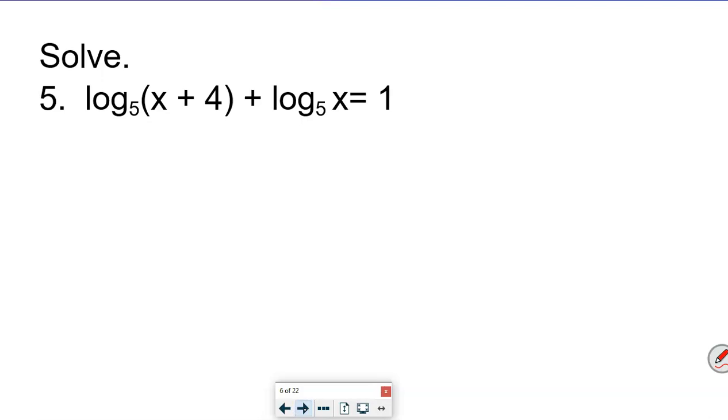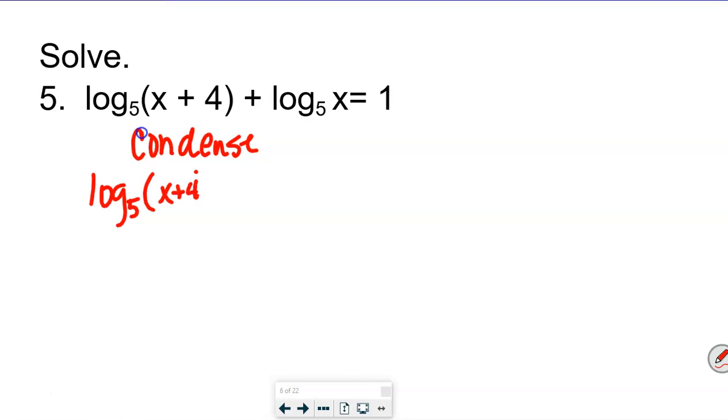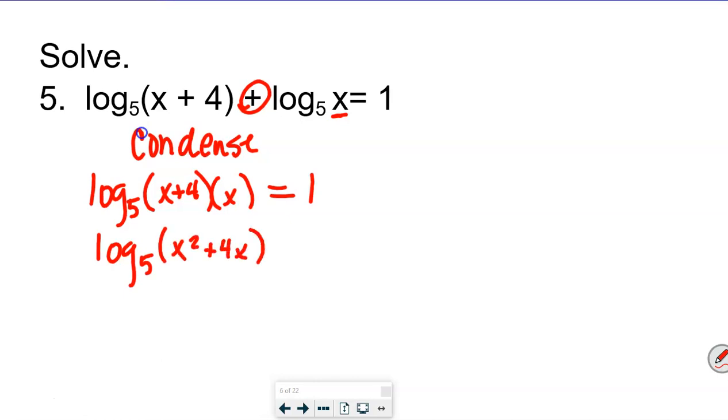So now, again, our first step is going to be to condense, okay? That's going to be our first step. So we're going to do log base 5 of x plus 4. And hopefully you remember if there's a plus here, we're going to multiply this term. So that's going to be equal to 1. So this is going to be log base 5 of x times x. That's x squared. 4 times x, that's 4x. And that's equal to 1.